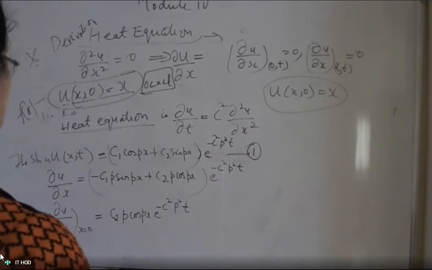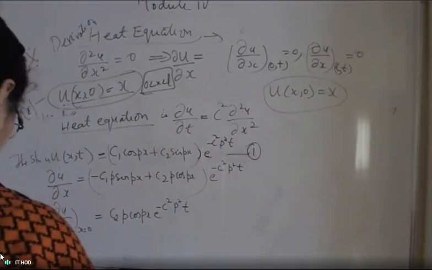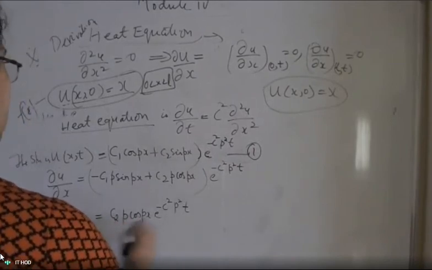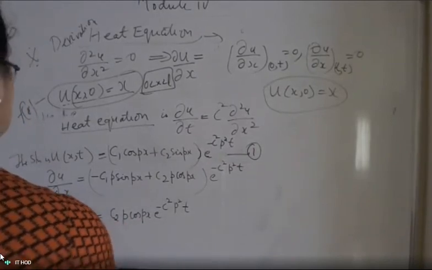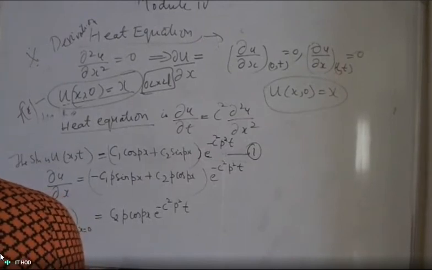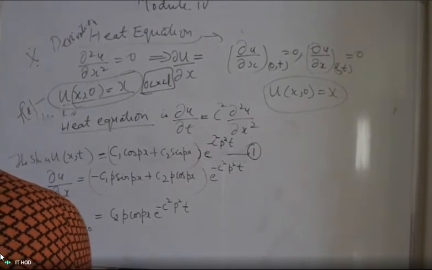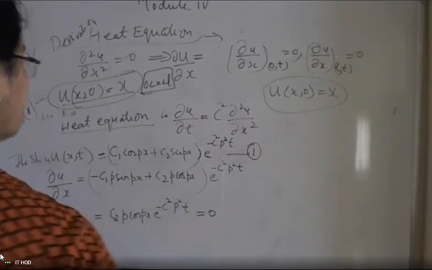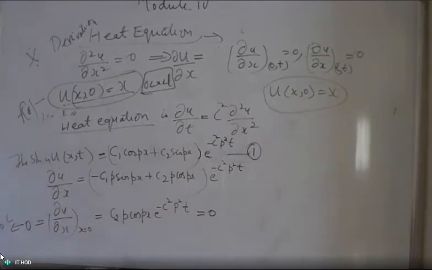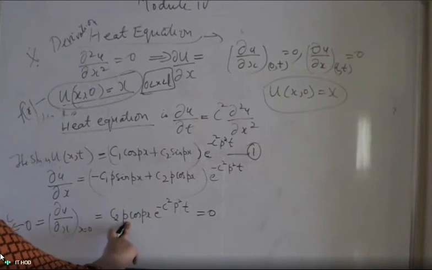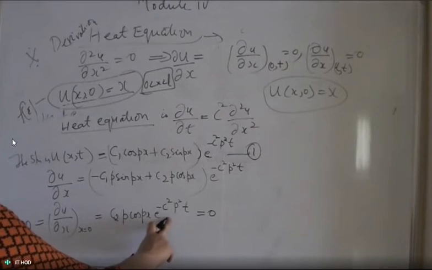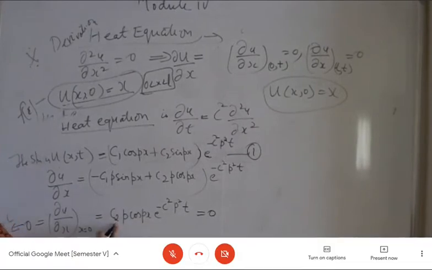P square t. So now what we have to do is find the value of C2 or P. From here, this is equal to 0. We already know that; we are using the boundary condition. Using this, this is equal to 0. P cannot be equal to 0 anywhere, and this one is not equal to 0. The only possibility is that C2 can be equal to 0.